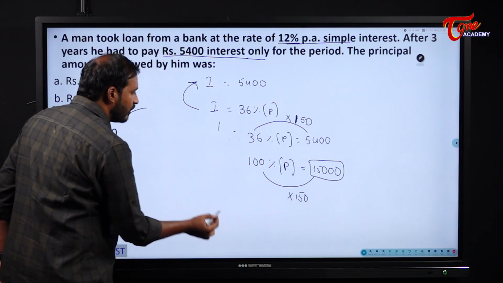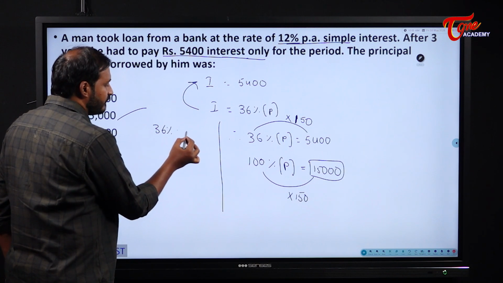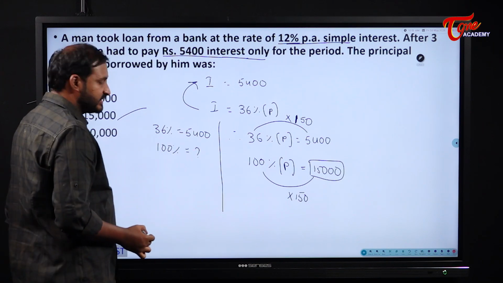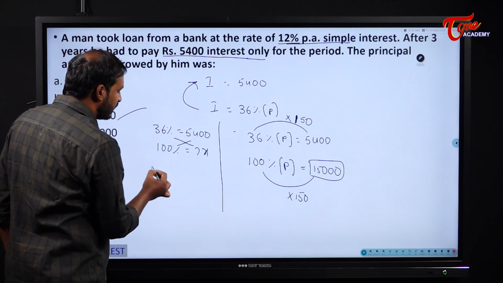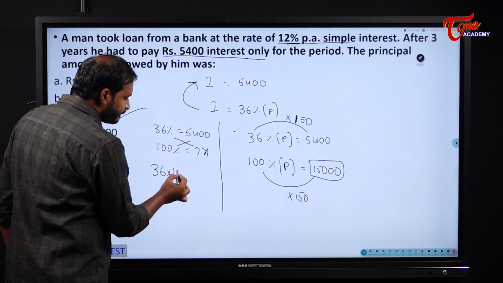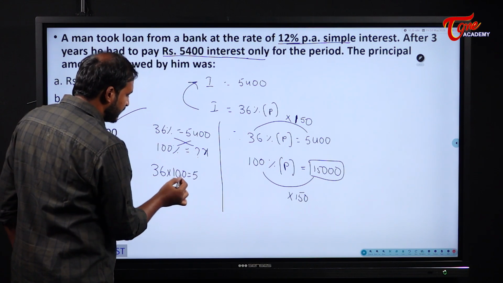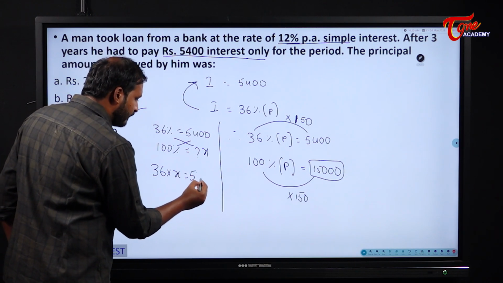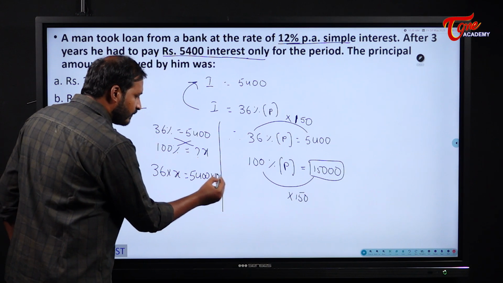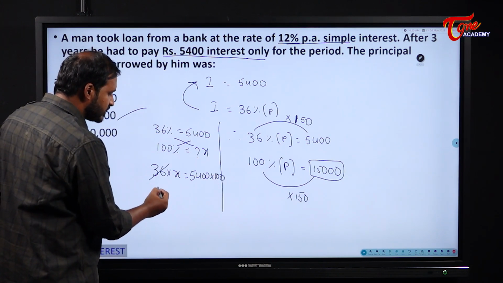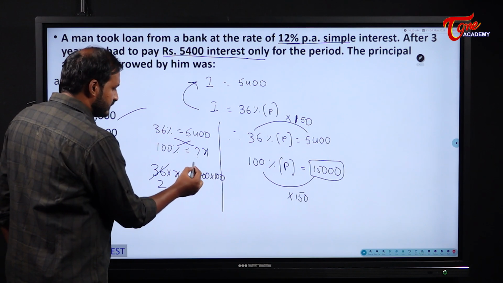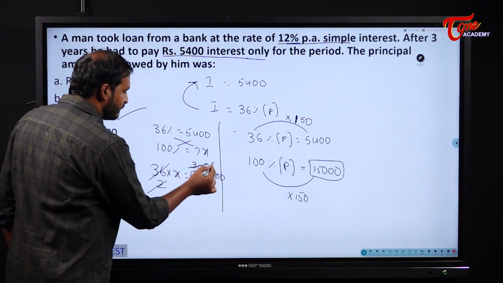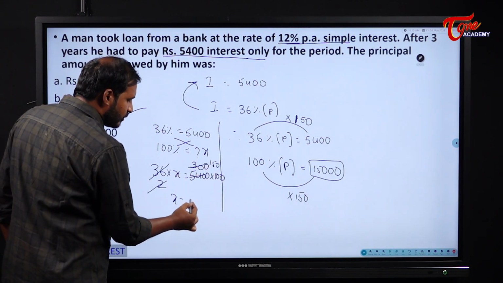If not, already I told you how you will do. 36% is equal to 5,400. 100% is what? Assume it as X, cross multiply it. What will you write? 36 into 100 is equal to 36 into X, or 36 into X is equal to 5,400 into 100. So you can take 18 2s are 18 3s are and 2 zeros. Next 2 1s are 2, 150s are. So what about X? X will become how much?